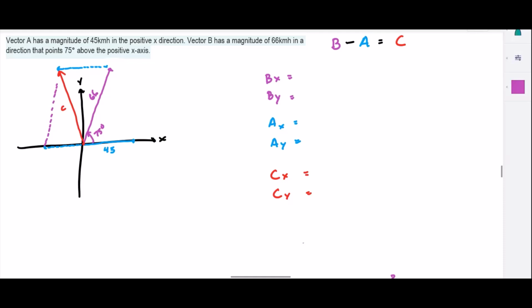So let's go ahead and start finding the components. The x component is going to be the x component for B. It's going to be, oops, I'm sorry, that's 66, 66 times the cosine of 75 degrees. And then 66 times the sine of 75.